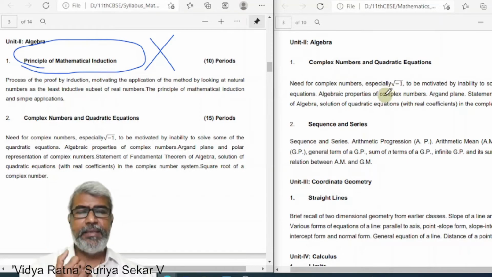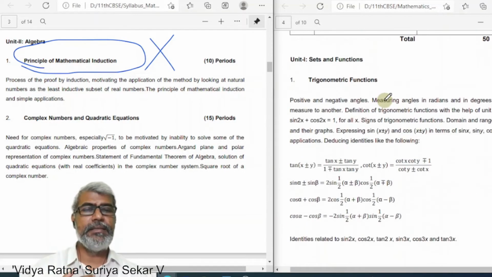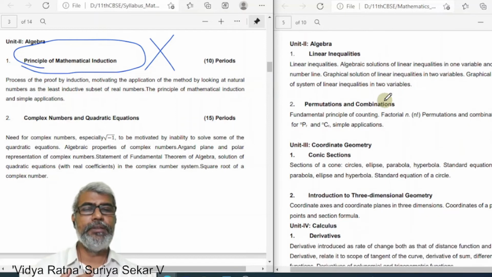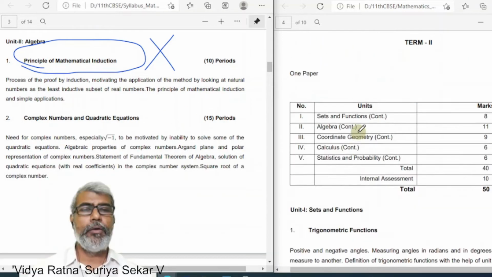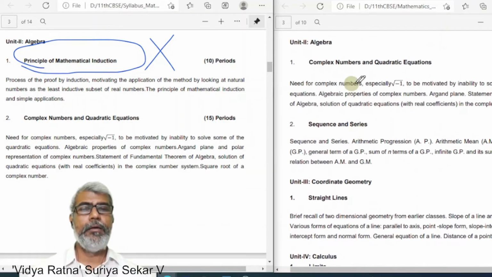Let me quickly see if it is there in term 2. Term 2 algebra. No. Which means this chapter is completely removed. Mathematical induction is completely removed. Okay, going back to term 1, you have complex numbers and quadratic equations with real coefficients. You have the square root of a complex number, real coefficients, the complex numbers.